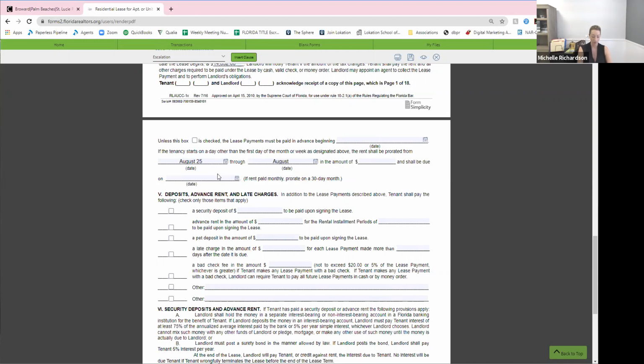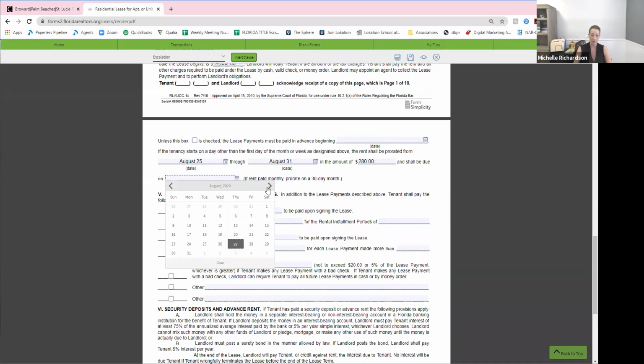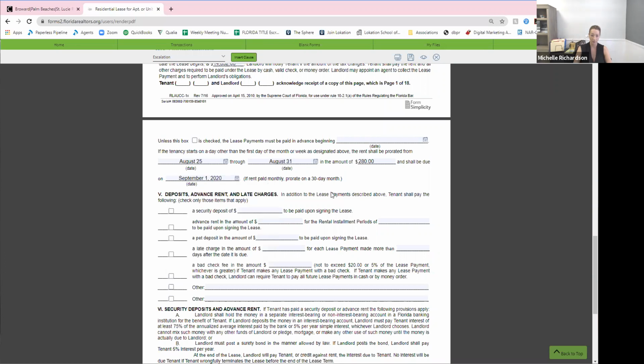And so we're going to do the month, the rent amount. We're going to prorate the month of that rent, and that would be $280. And we're going to want them to pay that when you're paying everything else. If you're doing it for September 1st for the move-in date, then you would have September 1st written there.